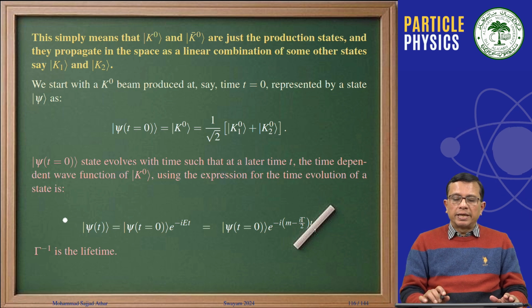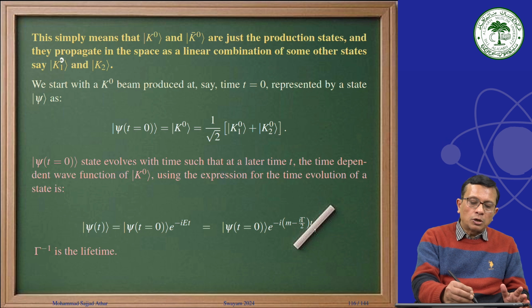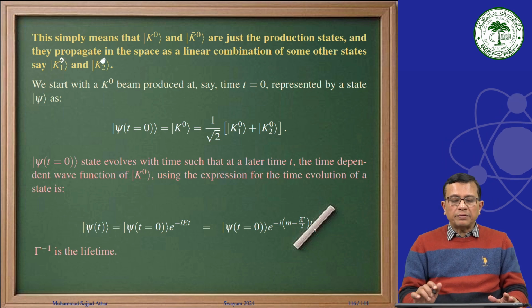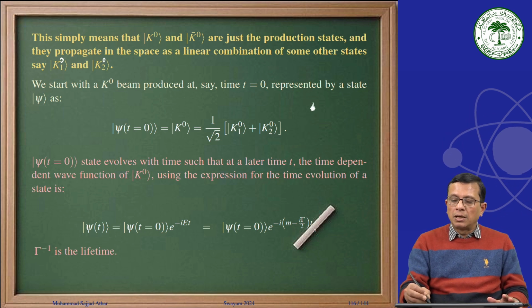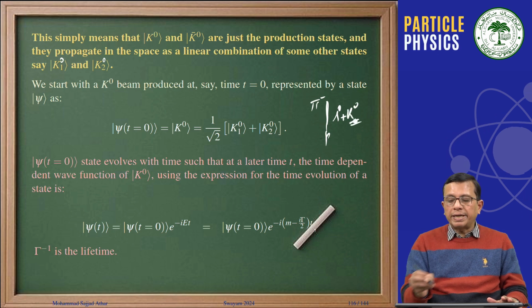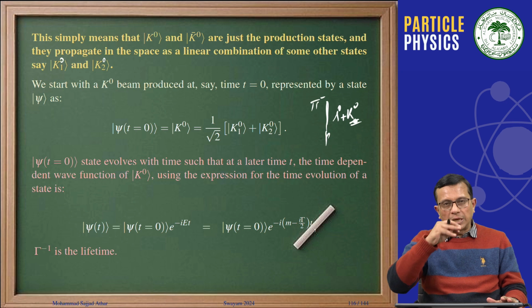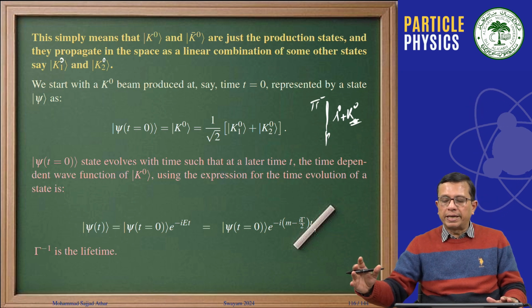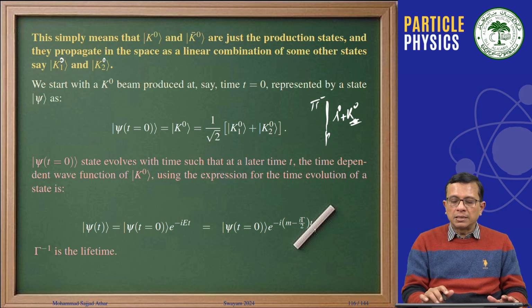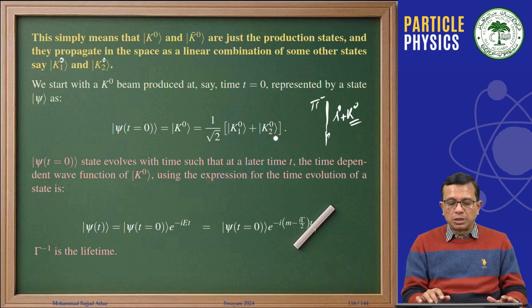Now this simply means that K0 and K0 bar are just the production states, and they propagate in space as a linear combination of K10 and K20. Now we start with a K0 beam produced at, say, time t equal to 0, represented by a state psi. That means a pi minus beam strikes a proton target, and we have a lambda 0 and a K0, and then we are propagating this K0 in space. The important point is that K0 propagates as a combination of K10 and K20, as we have expressed. This is at time t equal to 0.